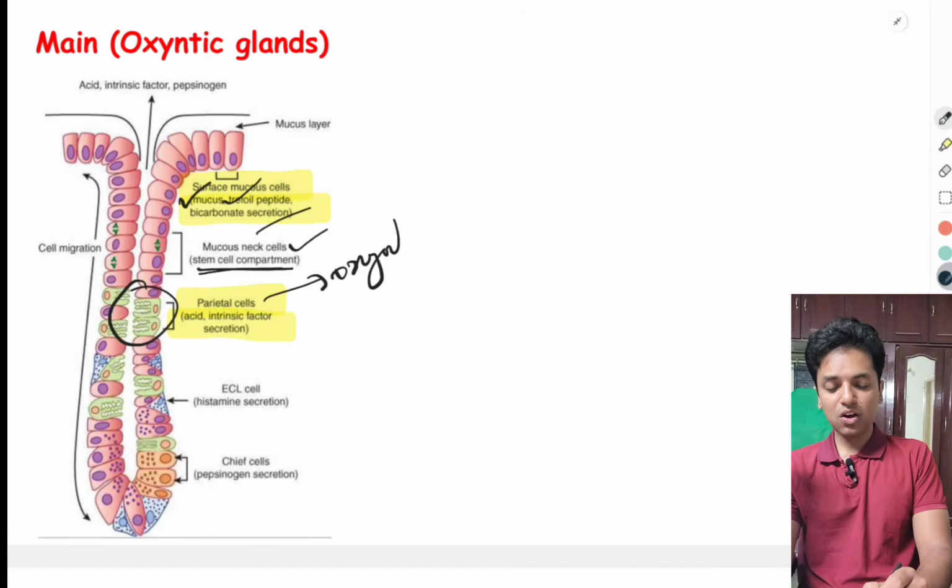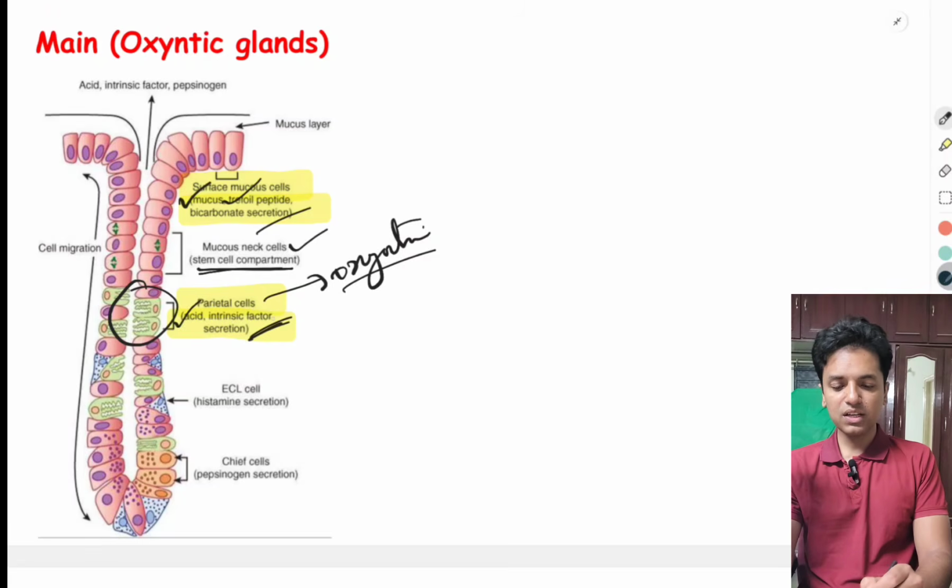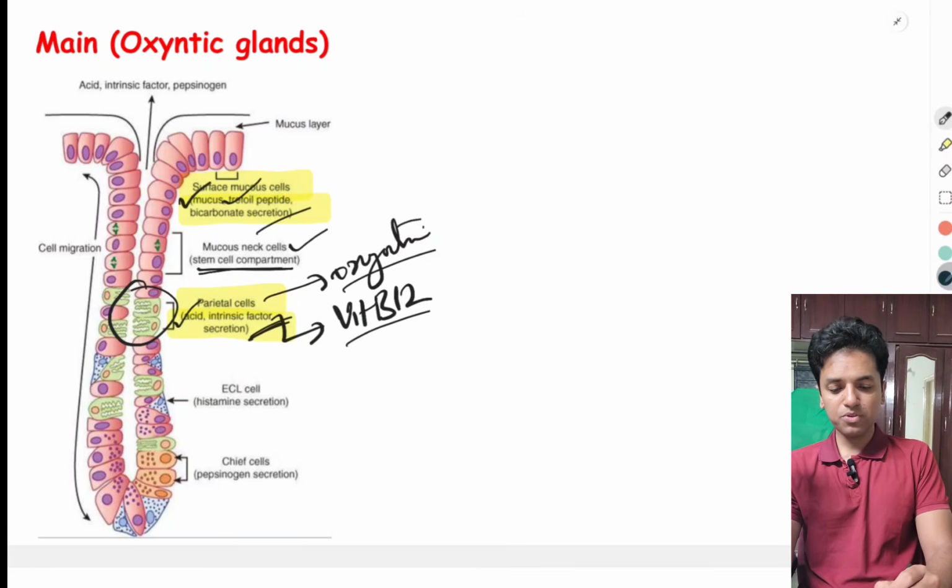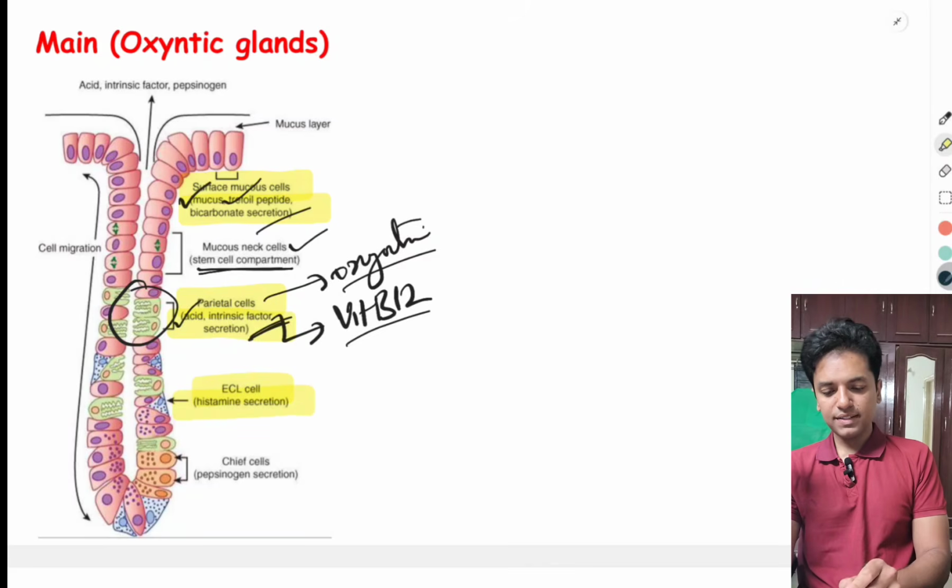These parietal cells are also called oxyntic cells, and these oxyntic cells are extremely important because they secrete HCl, that is the acid, and they also secrete the intrinsic factor of Castle. Remember that this intrinsic factor is extremely important for the absorption of vitamin B12. Next type of cell is called an ECL cell, which you are seeing here.